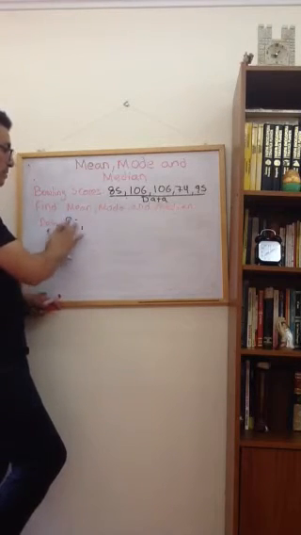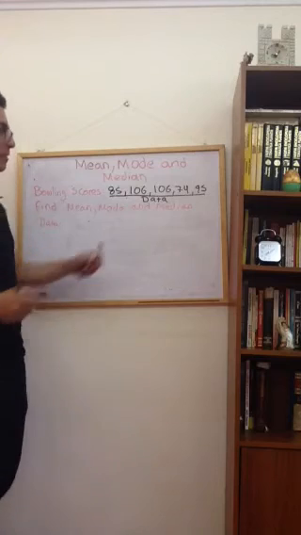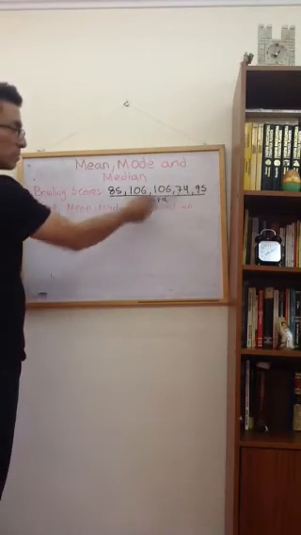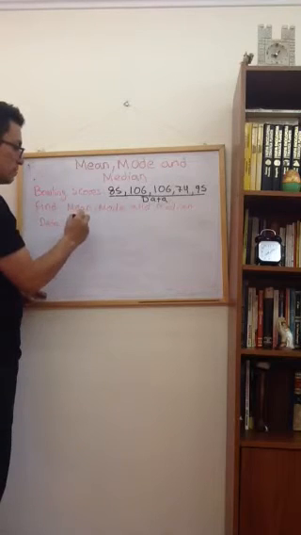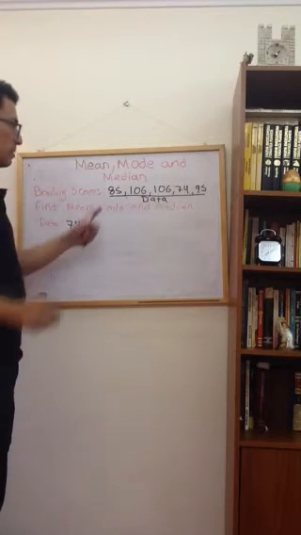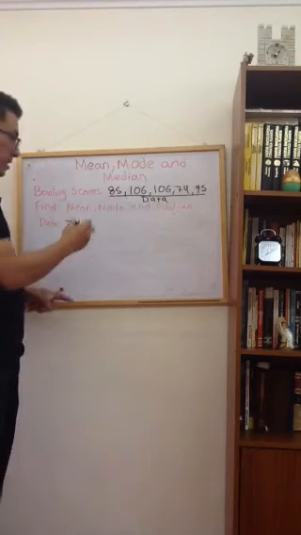Oh no, I made a mistake here. I'm sorry. We have to find the lowest number first. So the lowest number is 74. Yes, 74. The next number is 85.